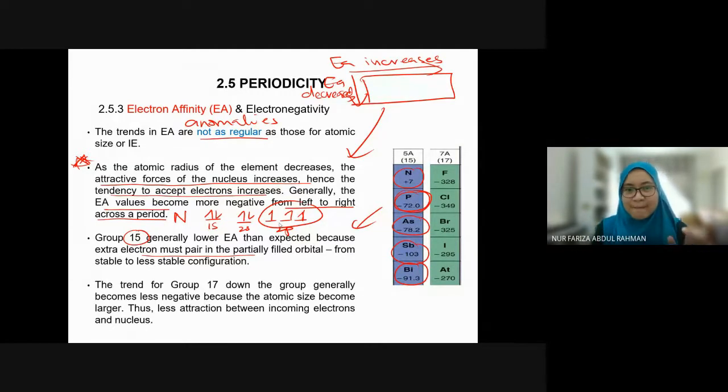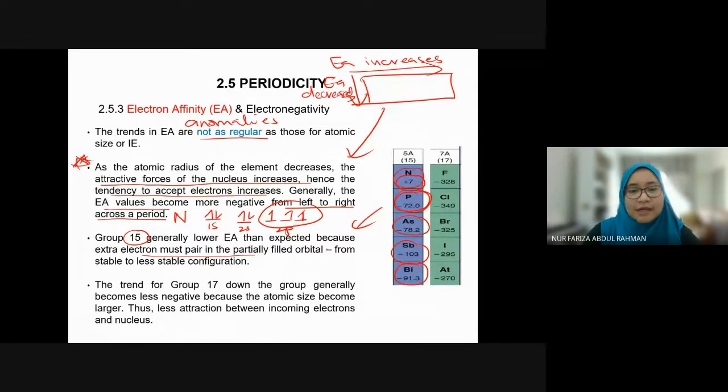When you want to force it to remove or add an electron, to go from stable to unstable, you will need extra energy. You have to force the process to happen, and in order to force it, you need to supply energy. That is why the value here is positive 7. That is why the value here is less negative.